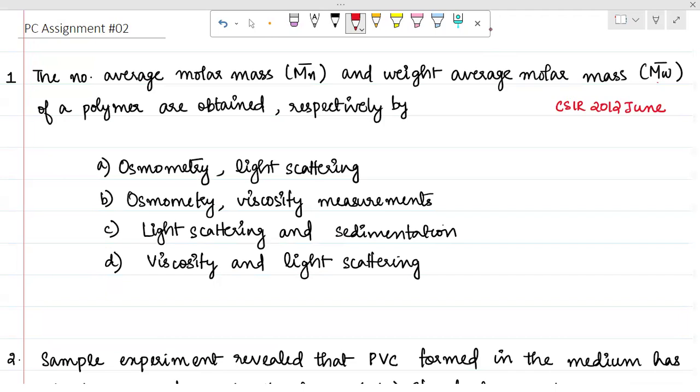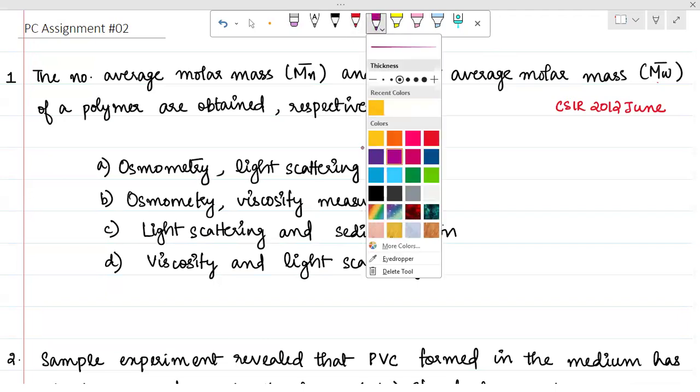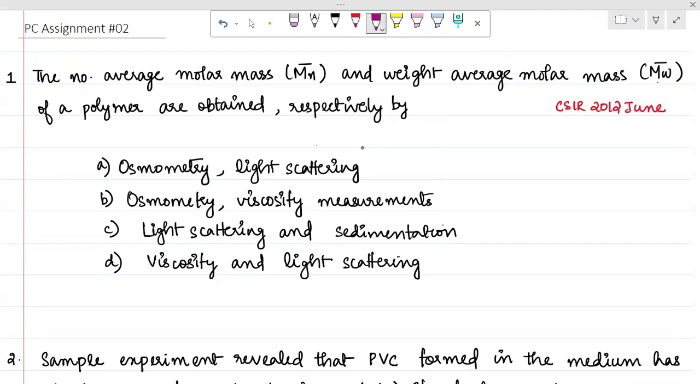The first question is the repetition of a question which we already did in assignment 1. Let's read. The number average molar mass, Mn bar, and the weight average molar mass of a polymer are obtained respectively by. So we do know that for the number average molar mass, the best technique is osmometry. So it's not option C, it's not option D, it's A or B. And for weight average molar mass, the best technique is light scattering. So the correct answer to this question is option A, asked in CSIR 2012.